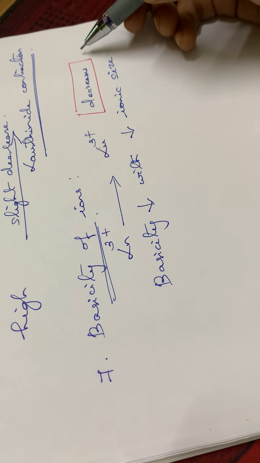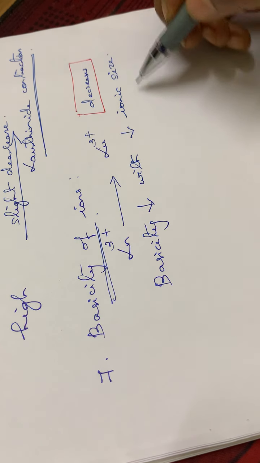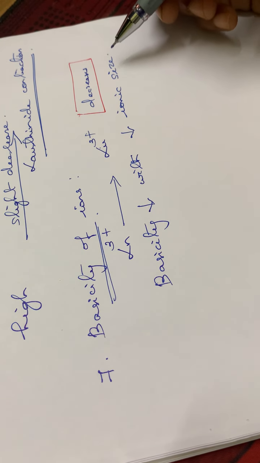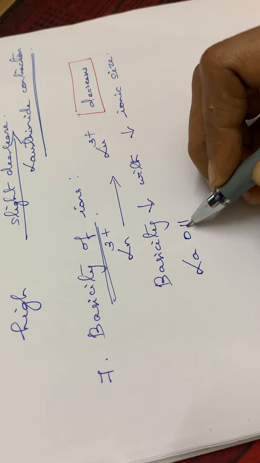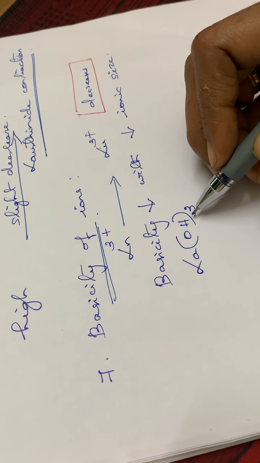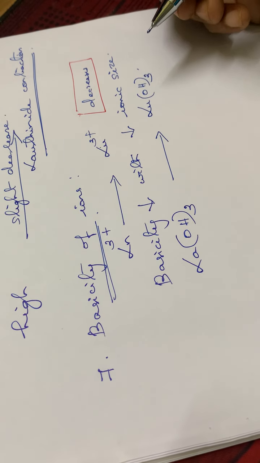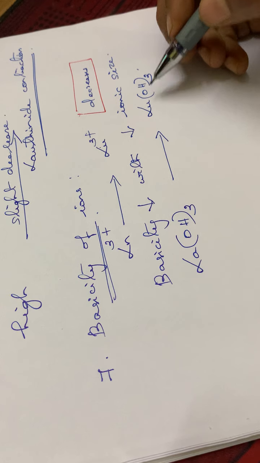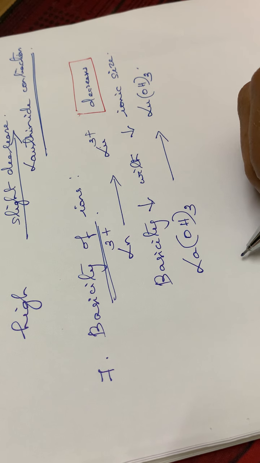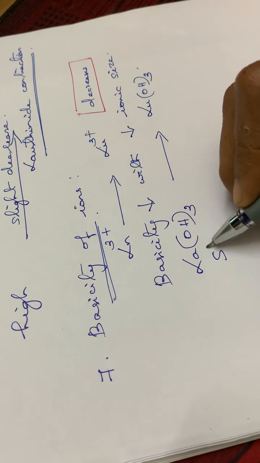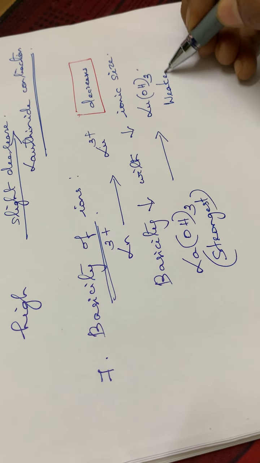Here also along the series, the ionic size is decreasing, isn't it? Lutetium is the smallest ion. So what happens? The basicity also decreases. And also the basicity of the hydroxides, lanthanum hydroxide La(OH)3 to lutetium hydroxide, decreases. So which one will be the strongest, lanthanum or lutetium hydroxide? Lanthanum hydroxide will be the strongest base, and lutetium hydroxide will be the weakest base.